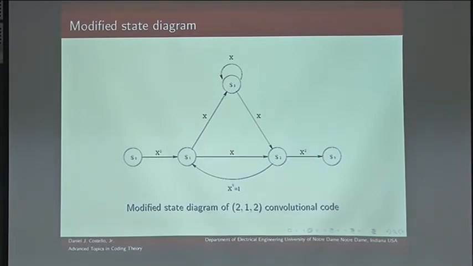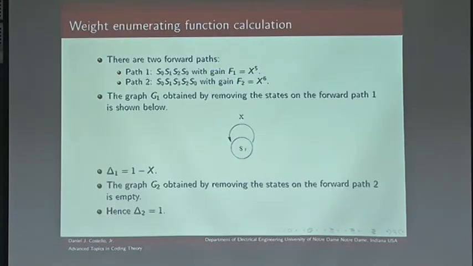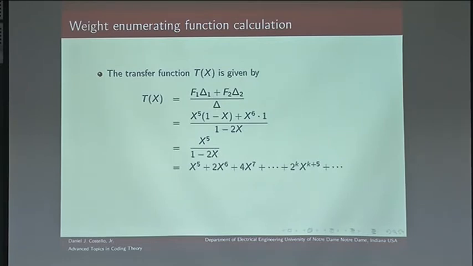So there's one with gain 5 and one with gain 6. The subgraph, as I said, has a delta of 1 minus x. And the other subgraph is empty. There are no states in it, so its delta would be 1. There's no loops to subtract from it. And the transfer function then is f1 times delta 1 plus f2 times delta 2, divided by the delta. And this is x to the 5th minus x to the 6th plus x to the 6th, so it's just x to the 5th.